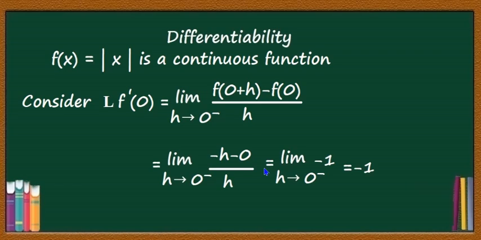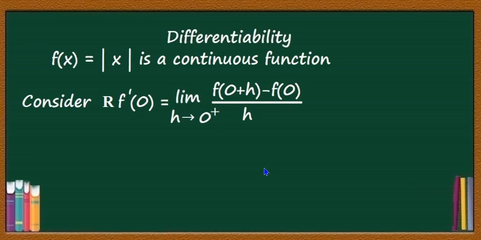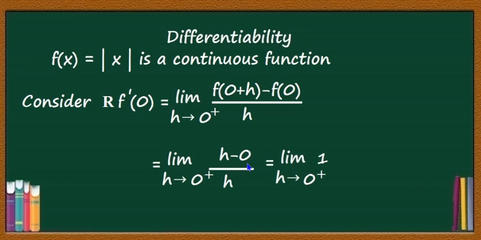Now let us find R f dash of 0. And R f dash of 0 is equal to the same limit, h tends to 0 plus, f of 0 plus h minus f of 0 divided by h. That's equal to limit h tends to 0 plus, what is f of h? f of h is equal to h only, because h is tending to 0 plus means h is positive. And h minus 0 divided by h, and that's equal to h by h. h gets cancelled here. Limit h tends to 0 plus 1, and that's equal to 1.